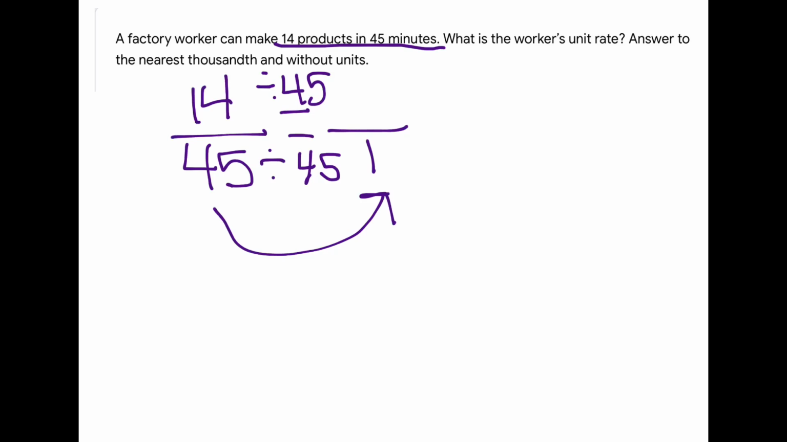We are answering to the nearest thousandth. That is, we have tenths, hundredths, thousandths. That's 3 places after the decimal point. So when you do 14 divided by 45, you are stopping after 3 places after the decimal point. You are answering without units. So you don't put products, you just put your number.